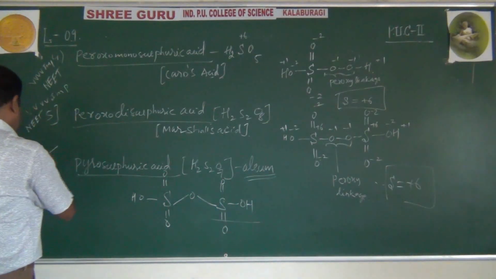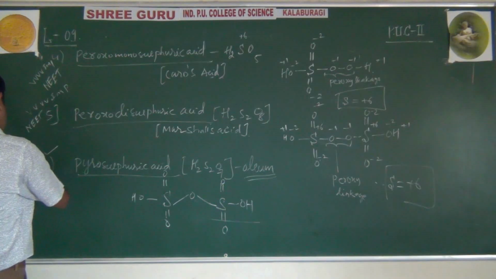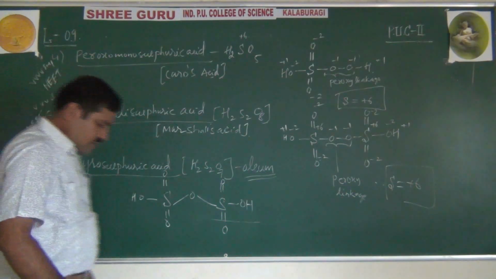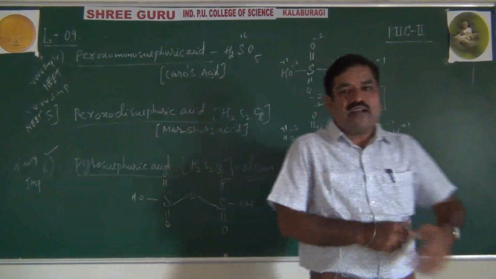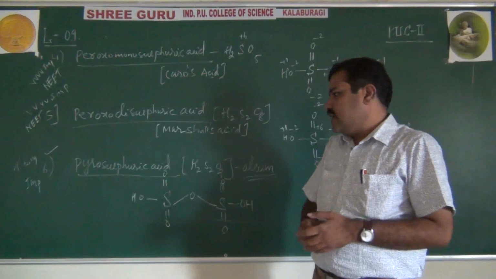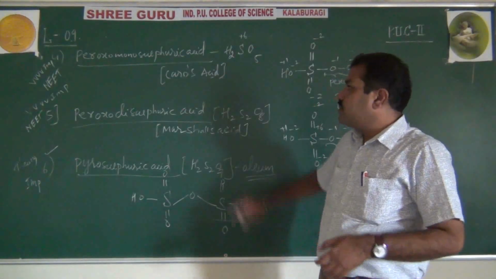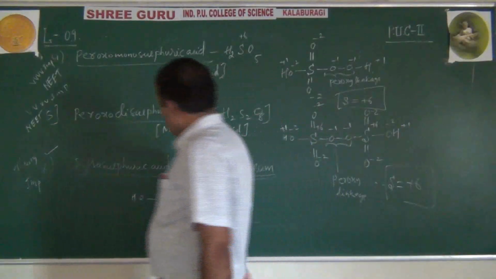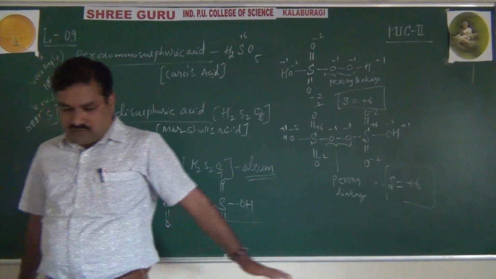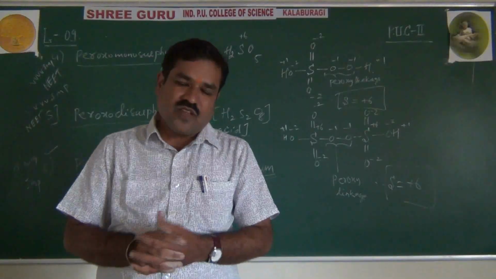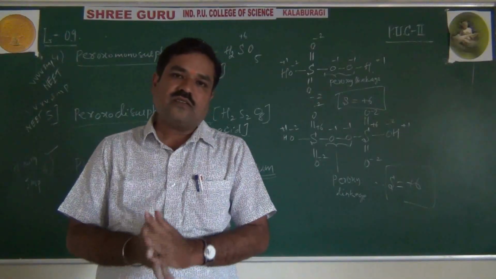This is also important for theory. They will ask you to write the structure and decide the basicity of sulfurous, sulfuric, and so on. For NEET purpose, these are very, very important. Like this, in all these, once again, this sulfur is surrounded by 4 atoms. It is sp3 hybridized. Okay, students.